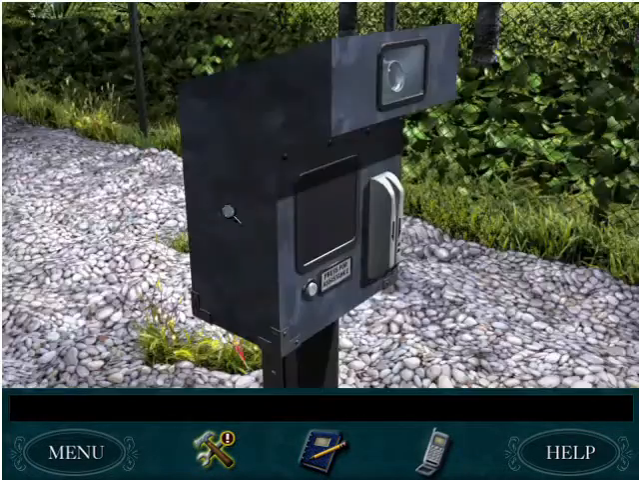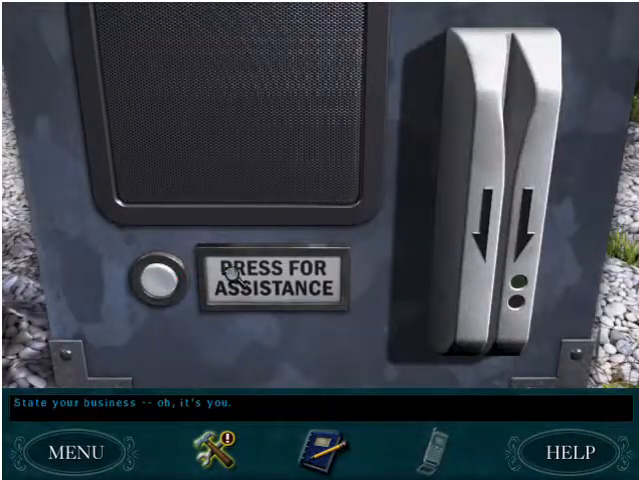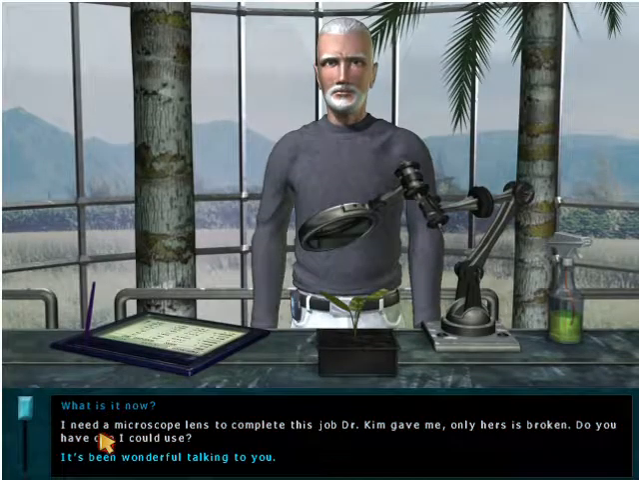See if they'll let me in again. State your business. Oh, it's you. Hi. What is it now? I need a microscope lens to complete this job Dr. Kim gave me. Only hers is broken. Do you have one I could use?